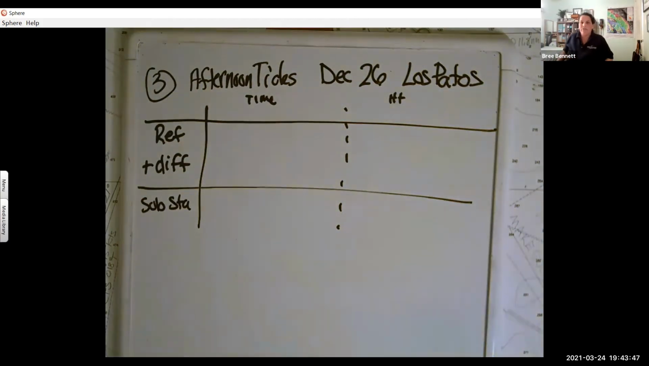Okay, so we're looking for Los Patos, right? Yeah, Los Patos. And I'm going to find the differences. So we're in Huntington Harbor, and here is an example where our differences are going to be much greater than what we saw at Newport.